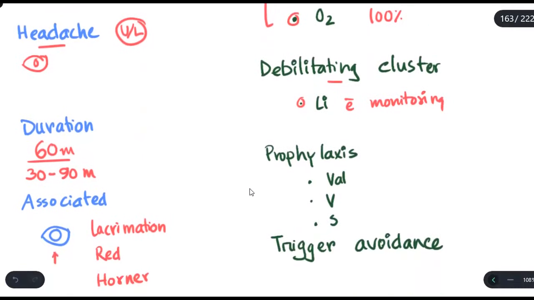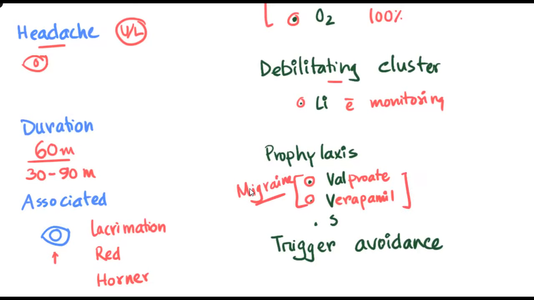In some patients, we may have to give prophylaxis, and this is usually done by the VVS. What is VVS? V for valproate, another V for verapamil, which is a calcium channel blocker. Those two are similar to migraine, where they are also used as prophylaxis. So they work not only in migraine but also in cluster headache. We can also use steroids for the short term.